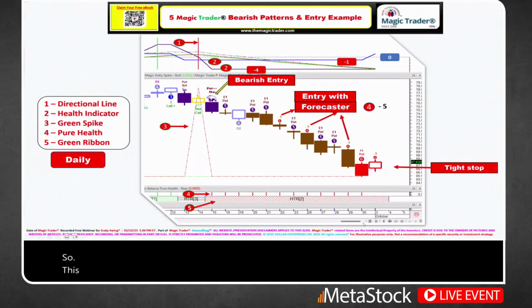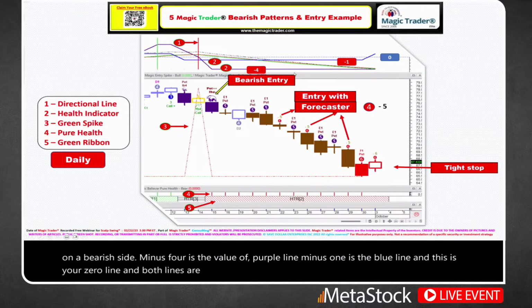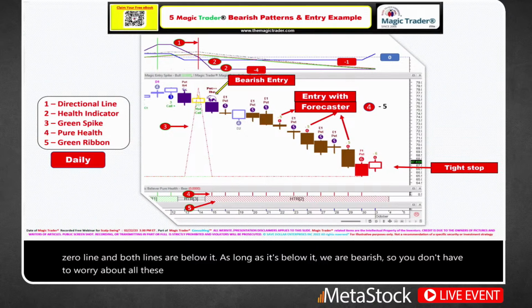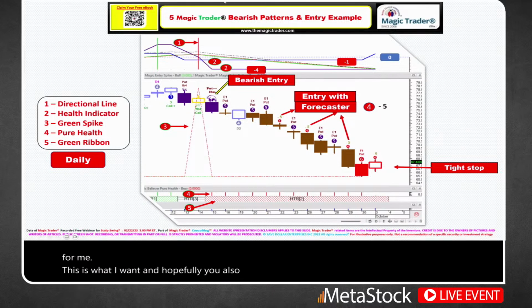This is how the chart looks. Same numbering system. Number 1 is the direction line, 2 is the parallel lines on the bearish side. -4 is the value of the purple line, -1 is the blue line, and this is your 0 line, and both lines are below it. As long as they're below it, we are bearish. So you don't have to worry about all these technical things. I'm not saying they are bad, but it saves me time. So for me, this is what I want. And hopefully you also want to save some time.